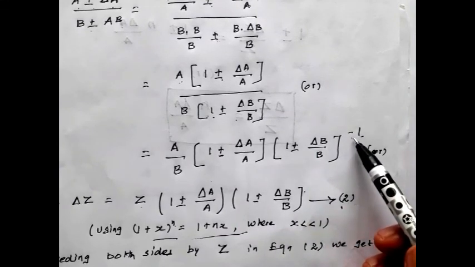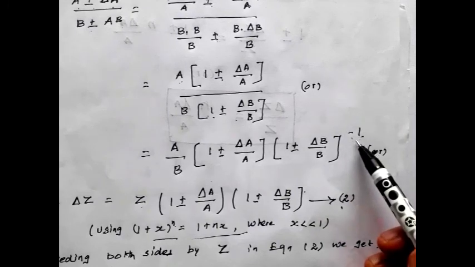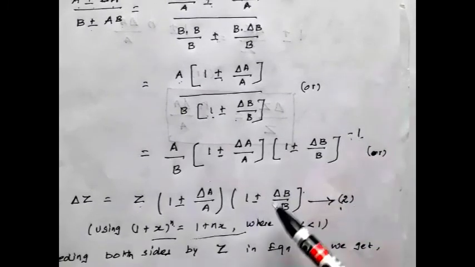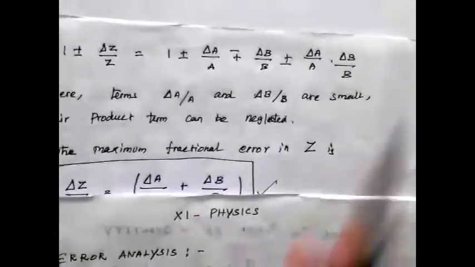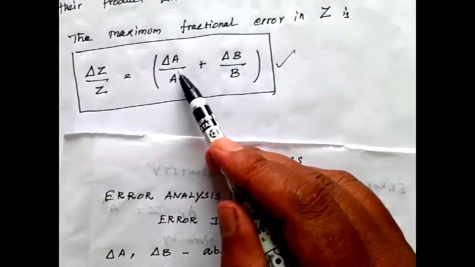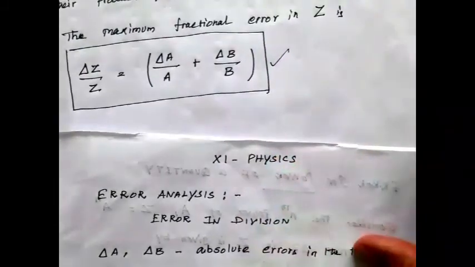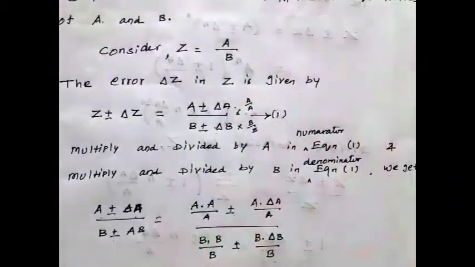Okay, we are using binomial theorem. We neglect that inverse term, power term. Further we can simplify. We get the final answer. That is del Z by Z is equal to del A by A plus del B by B. Okay students, just pause that video.